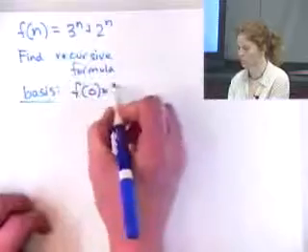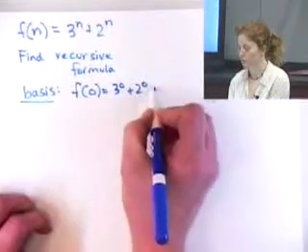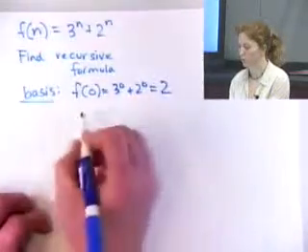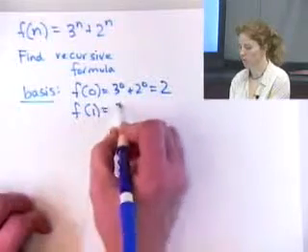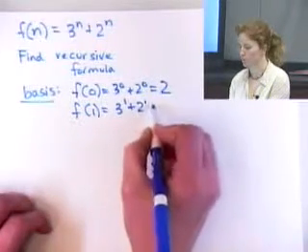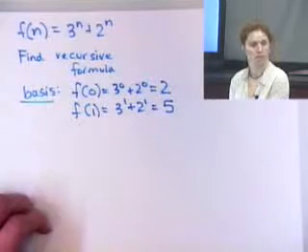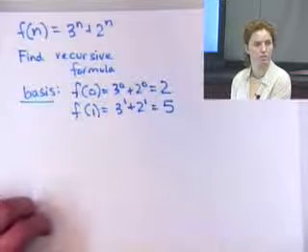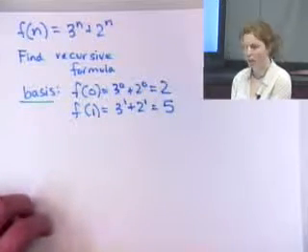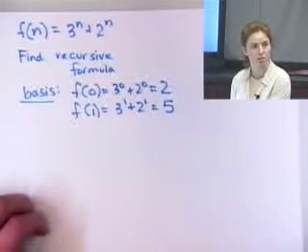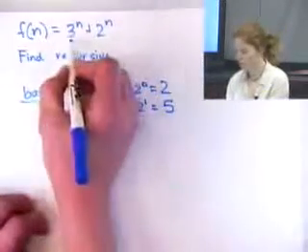F of 0 is equal to 3 to the 0 plus 2 to the 0. That's 1 plus 1, which is 2. F of 1 is 3 to the 1 plus 2 to the 1, which is equal to 5. So I have 2 basis points. And then I figure out what my characteristic equation must have been. These are my roots.